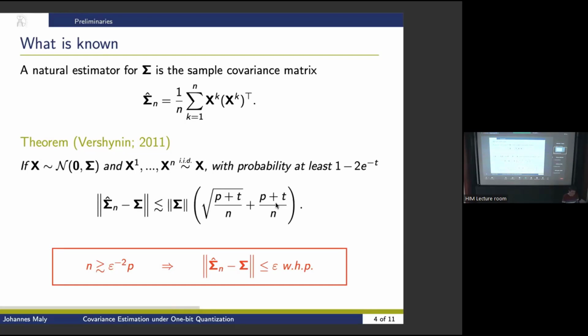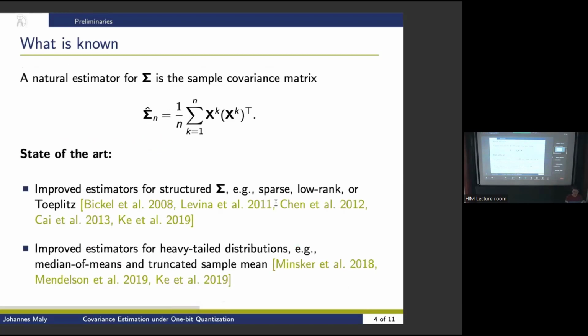Now, of course, this is a very simplified setting, having only a Gaussian distribution. There exist more sophisticated estimators that also work for heavier-tailed distributions. You can also introduce structure to sigma and reduce the number of samples that you need, so it doesn't need to be p. If you have a sparse covariance matrix, it will depend on the sparsity. If you have a low-rank covariance matrix, you can adapt the estimator and get the rank influence there as well.